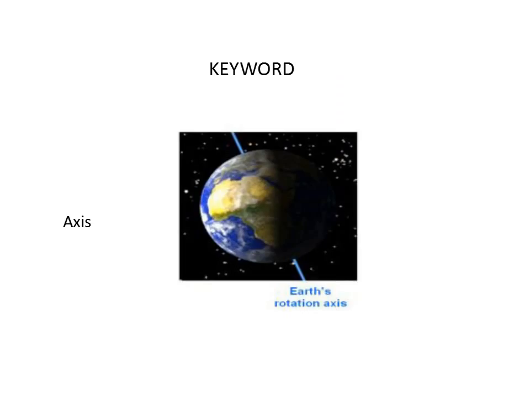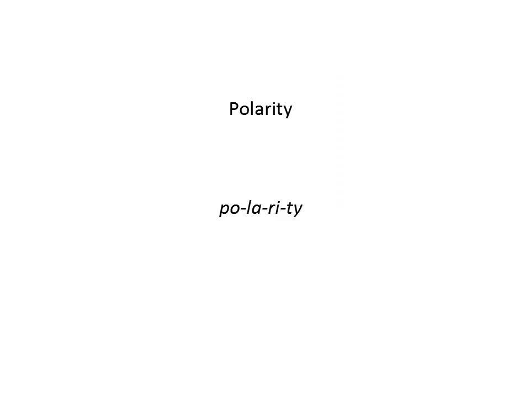A key word for polarity is axis. Here, we see Earth's axis runs through the North Pole and South Pole. Polarity. Po, la, ri, ti.